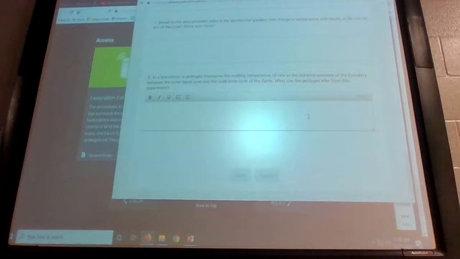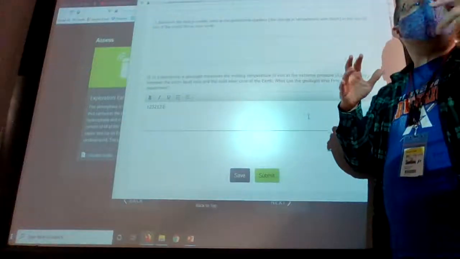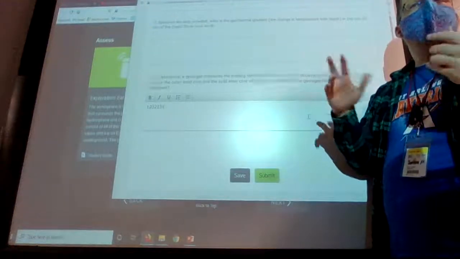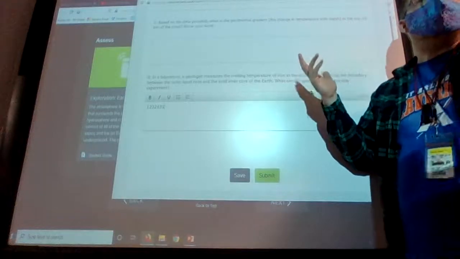Oh, that the pressure is higher in the inner core because it's further in. There's more pressure pushing on it. So the pressure is higher, which causes it to be solid. In the outer core, where there's less pressure, it's going to be a liquid because it's a high enough temperature to be melted.